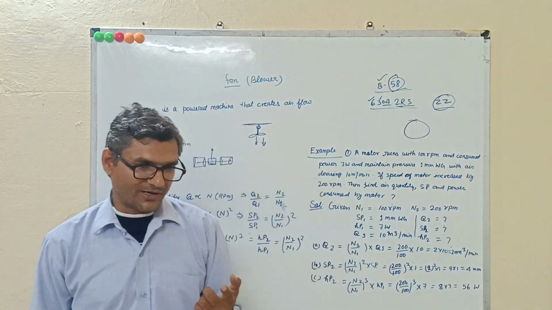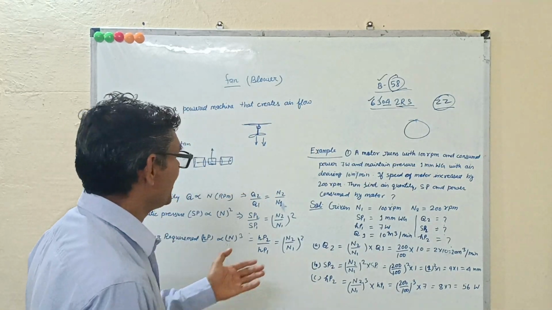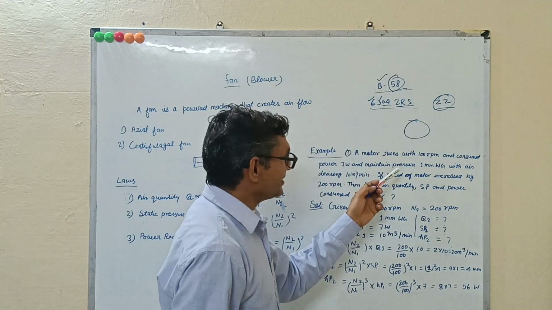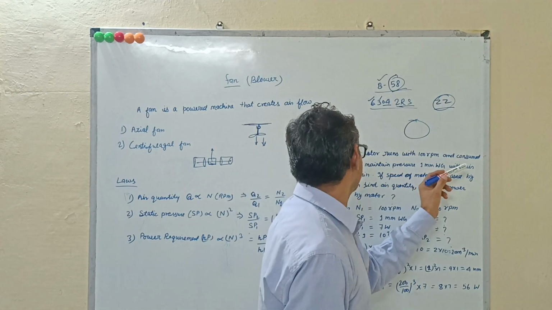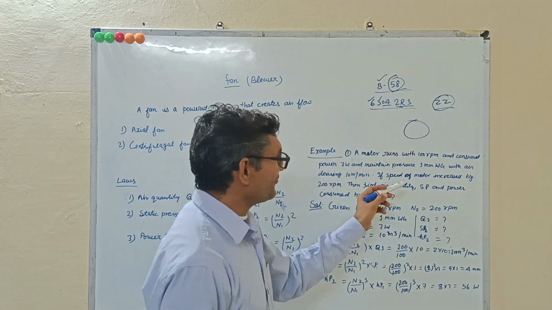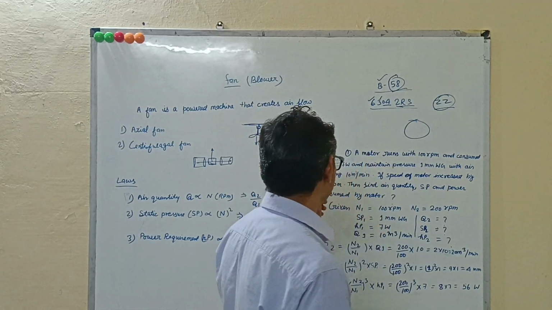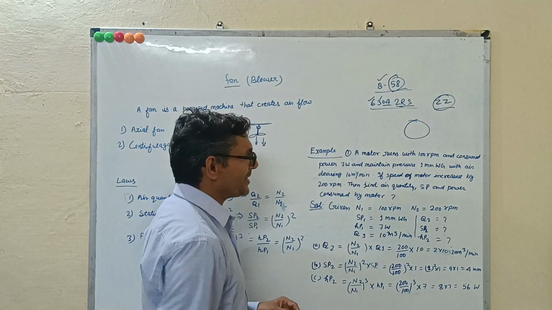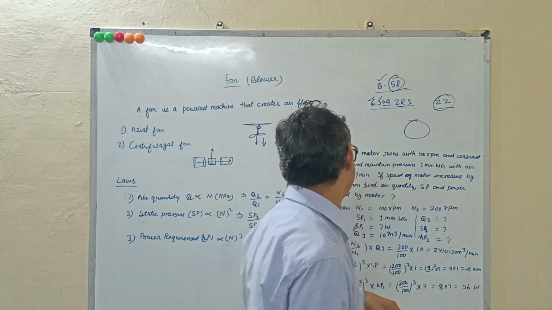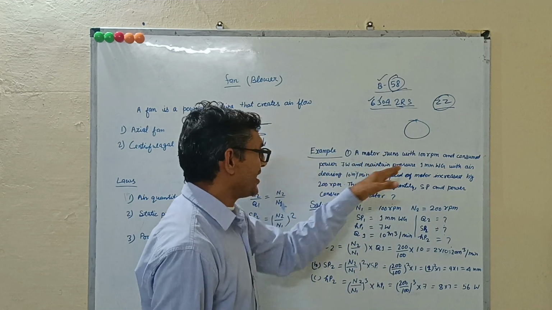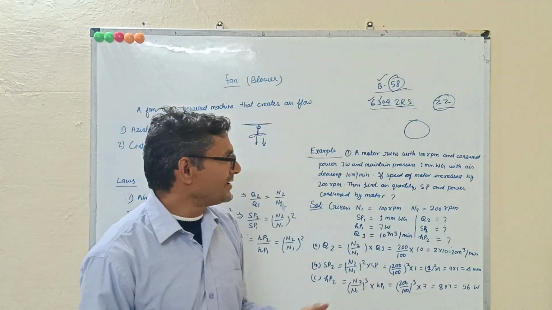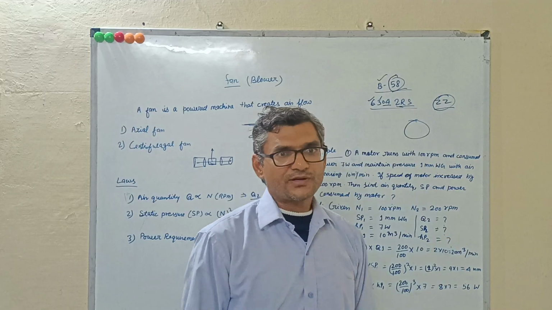Now I will take an example. Suppose one motor runs at 100 rpm, consumes power of 7 kilowatt, and maintains pressure of 1 mm while delivering air of 10 meter cube per minute. If the speed of the motor is increased from 100 to 200 rpm, what will be the effect on air quantity, static pressure and power consumed?